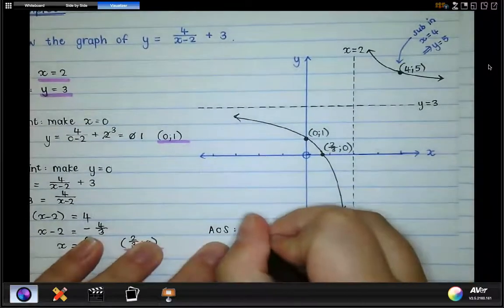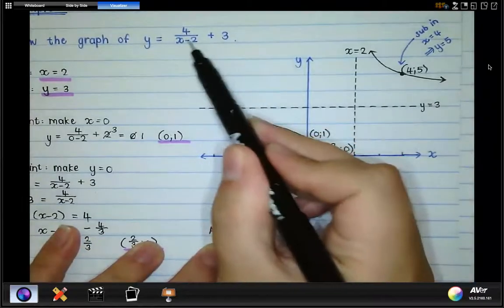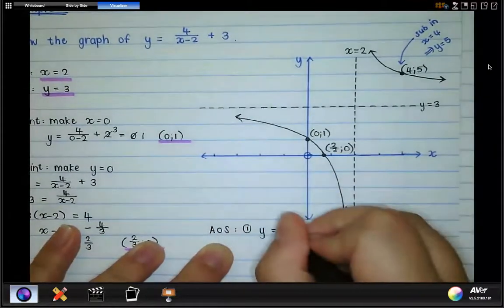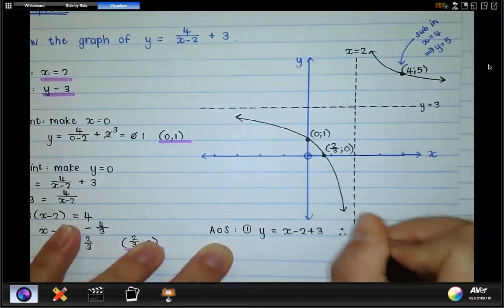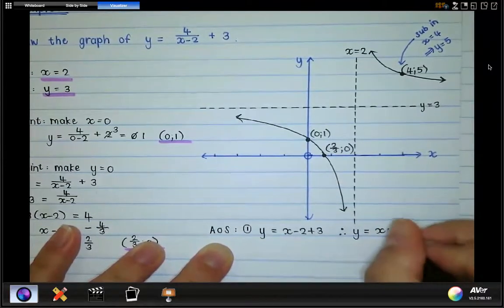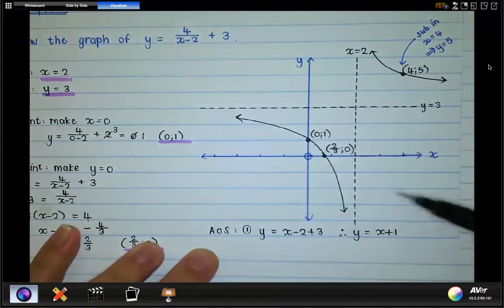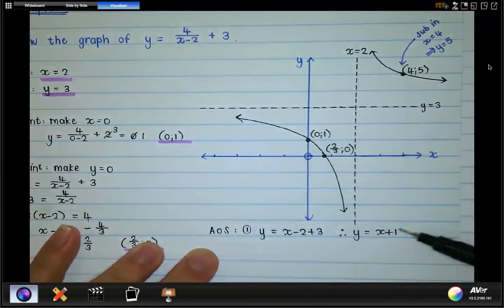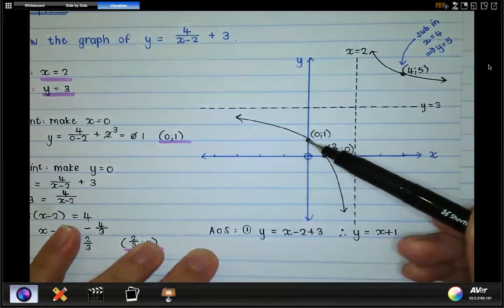So you're going to have the first one, which is just going to be y equals your denominator plus 3. So x minus 2 plus 3. And then if you simplify that, that is the graph y equals x. Negative 2 plus 3 is plus 1. Okay, so the straight line y equals x plus 1 is one of your axes of symmetry. And guys, if you had to draw that, remember that the constant term in the straight line equation is the y-intercept. So it will cut through the y-intercept there of (0, 1).